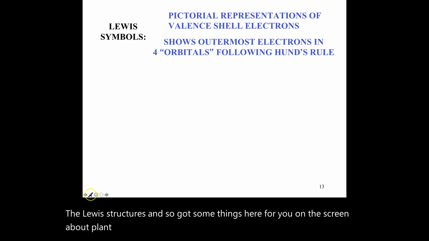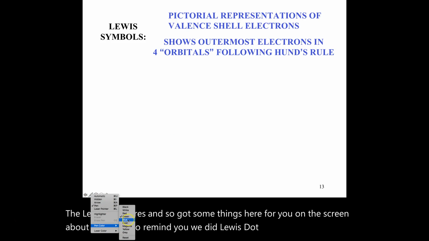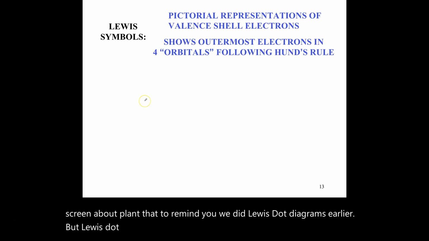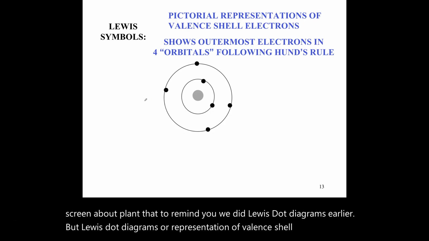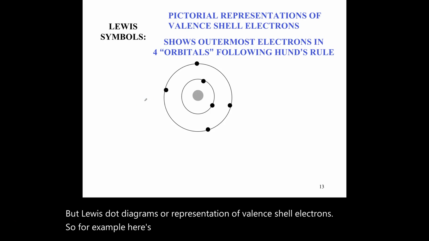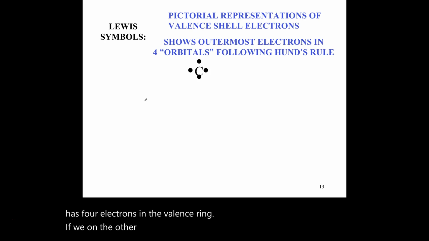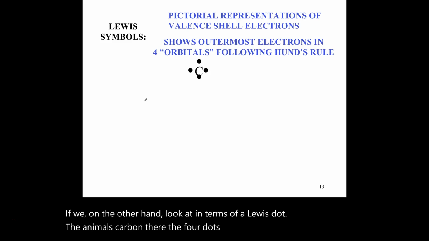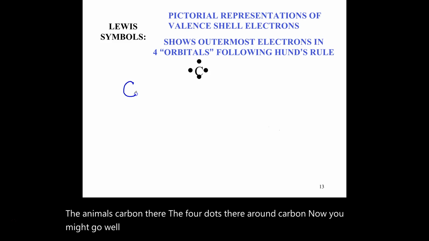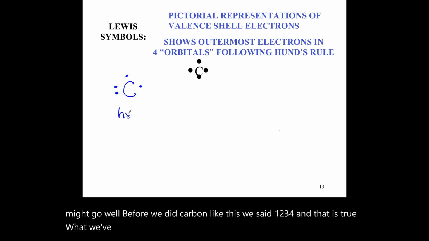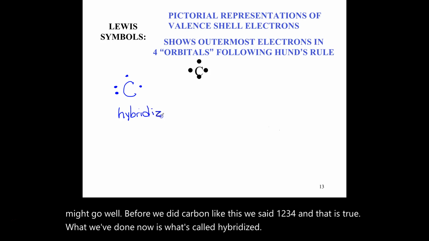To remind you, we did Lewis dot diagrams earlier. But Lewis dot diagrams are a representation of valence shell electrons. So for example, here's an atom, and if you look at its valence ring, it has 4 electrons in the valence ring. If we, on the other hand, look at it in terms of a Lewis dot, the atom is carbon, there are the 4 dots around carbon. Now you might say, well, before we did carbon like this, we said 1, 2, 3, 4. And that is true. What we've done now is what's called hybridization.